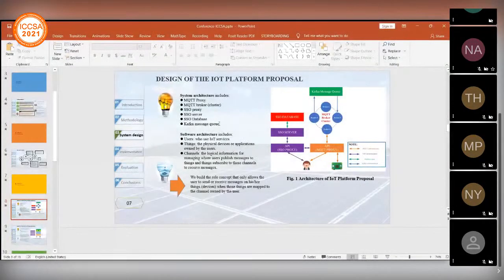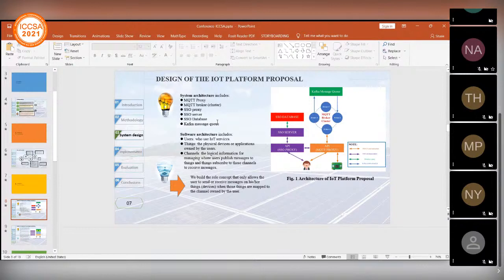In software architecture, we have 3 parts. The user is who uses the IoT service. The thing is the physical device or application of the user. The channel adds logical information to manage where the user puts messages to the thing, and the thing subscribes to the channel to receive messages. With this software architecture, we build a role concept that only allows a user to send or receive messages on his or her thing when those things are mapped to a channel by the user.